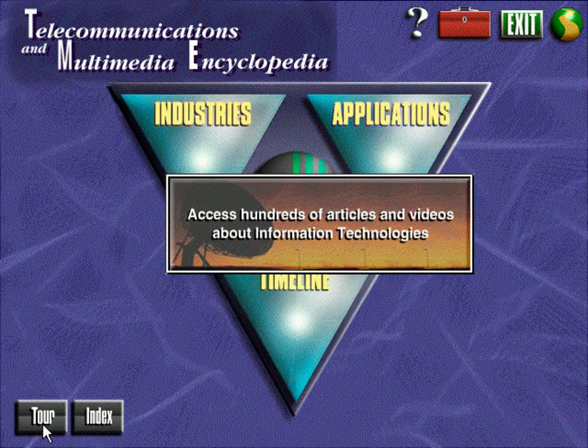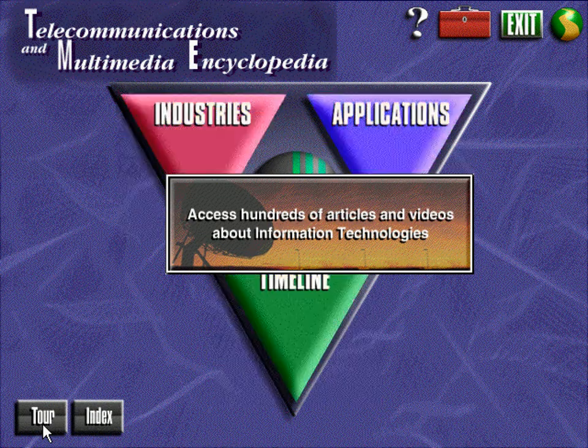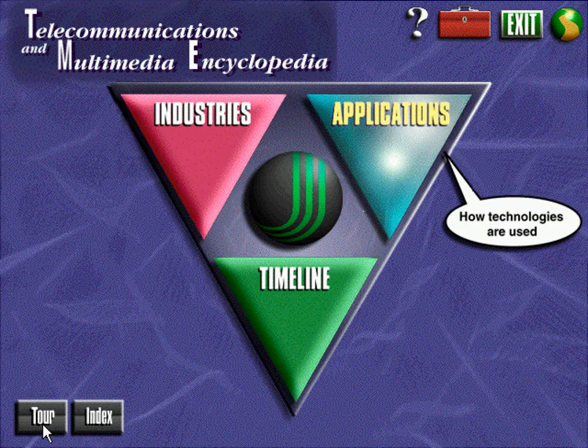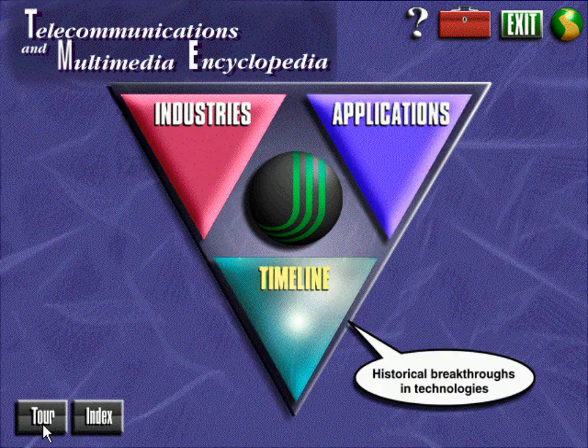The three triangular buttons in the center of the screen give you access to hundreds of articles, pictures, and movie clips about the fascinating world of information technology. Click on the Industries button to learn about the different technologies used for information exchange. Click on the Applications button to see how those technologies are being used. And click on the Timeline button to get an historical overview of the innovations that have contributed to the development of the information superhighway.